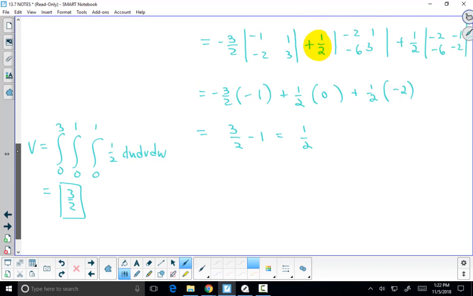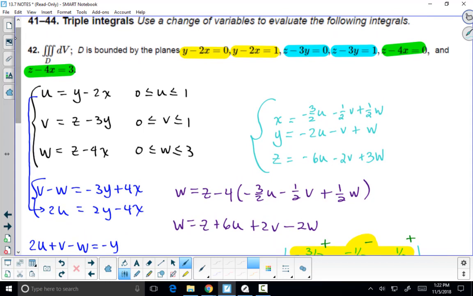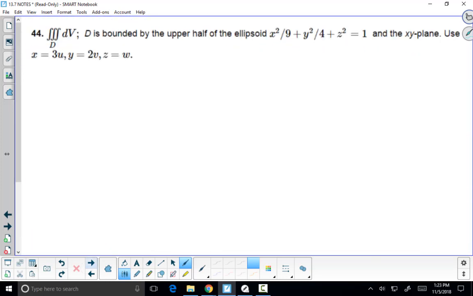Okay, so that is the volume formed by these 6 planes. There are 6 planes forming a solid parallelepiped type thing floating around in space. All right, let's try one more of them.